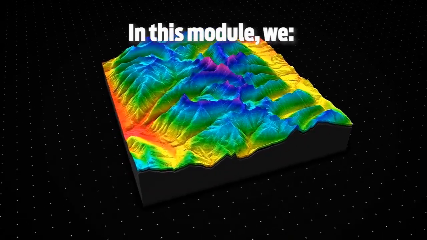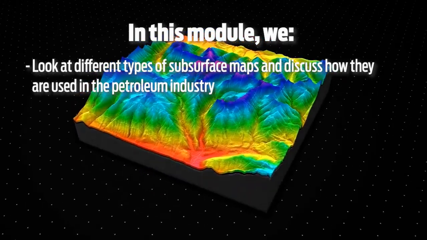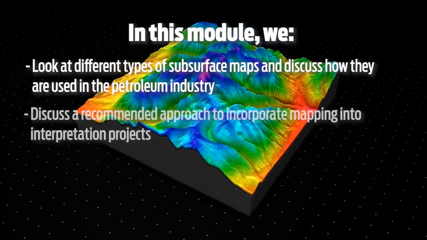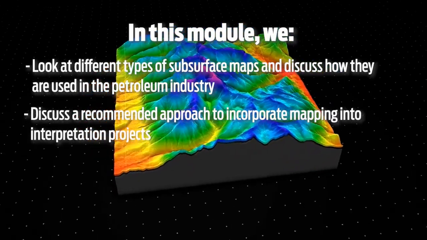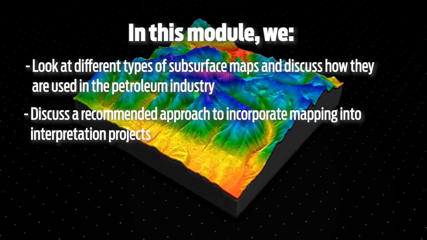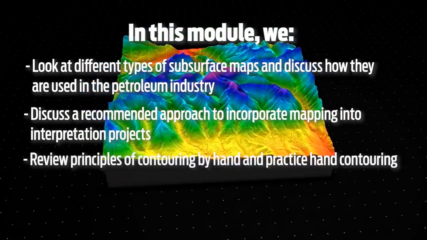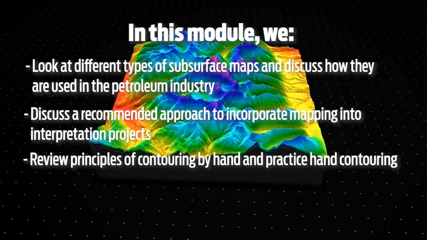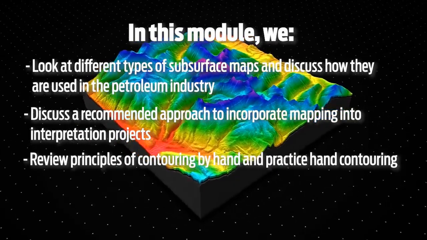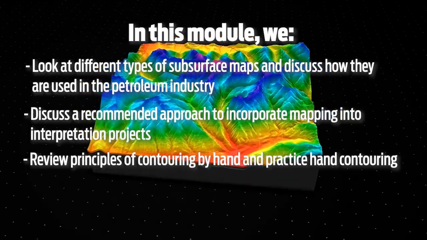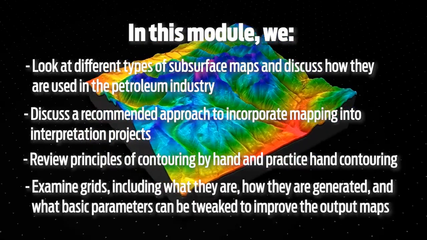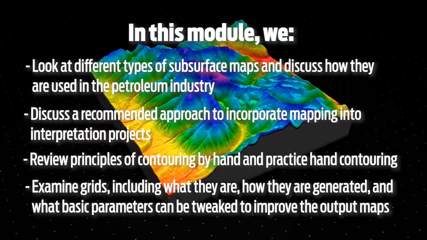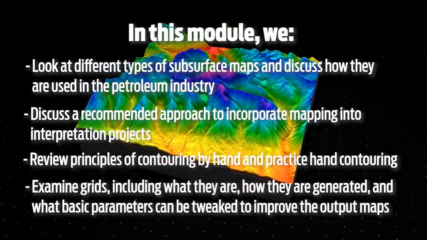In this module, we look at different types of subsurface maps and discuss how they are used in the petroleum industry. Discuss a recommended approach to incorporate mapping into interpretation projects. Review principles of contouring by hand and practice hand contouring. We will do a quick overview of coordinate systems and how they impact grids and maps. And we examine grids, including what they are, how they are generated, and what basic parameters can be tweaked to improve the output maps.